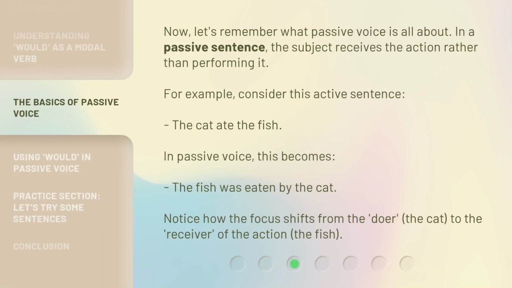Now, let's remember what passive voice is all about. In a passive sentence, the subject receives the action rather than performing it. For example, consider this active sentence: The cat ate the fish. In passive voice, this becomes: the fish was eaten by the cat. Notice how the focus shifts from the doer, the cat, to the receiver of the action, the fish.